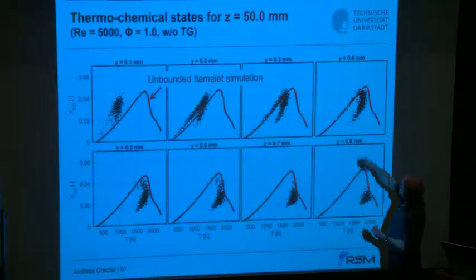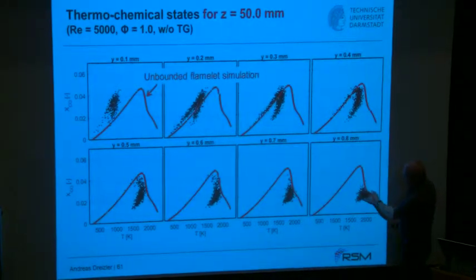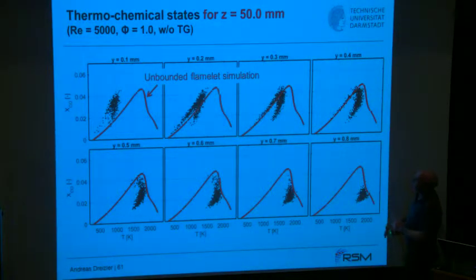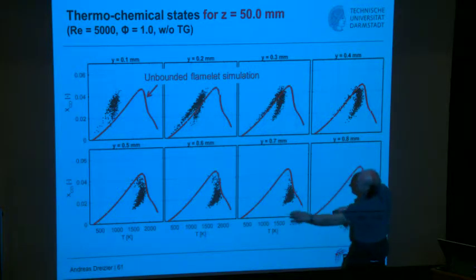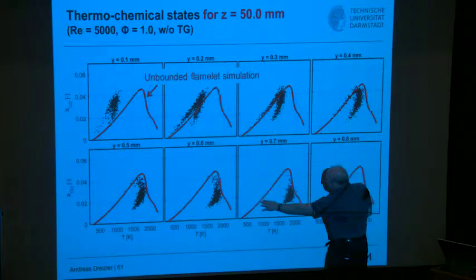Of course, at this height, the further you're away from the wall, the more you're in the burned gases. And it's quite interesting to see that if you're very close to the wall, 100 microns, both the CO production, this rising branch, and the falling branch, the CO consumption, are influenced. The further you go away from the wall, the CO production is less influenced, but the CO consumption is still strongly influenced. That holds true up to maybe 700 microns.